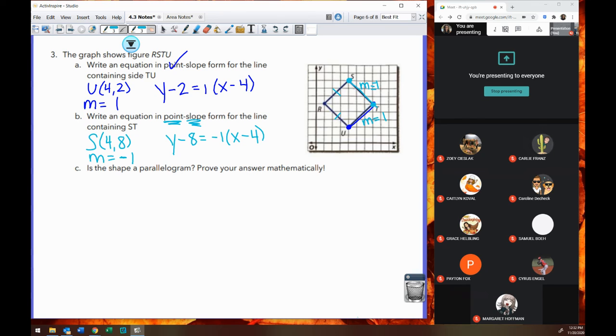Miss Landon, for B, would you be able to find the coordinate for T and then do it that way? Yep, you could write it the same way. So here, I'll pick a different color to show you what it would look like. So if you picked T, what's T, like 5, 7? No, 7, 5. Flip flop. 7, 5. So then your equation would be y minus 5 equals -1 times x minus 7.